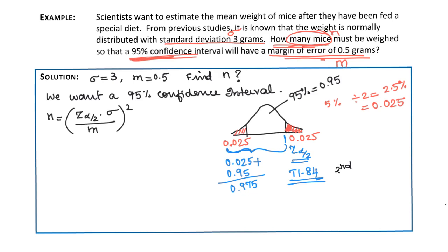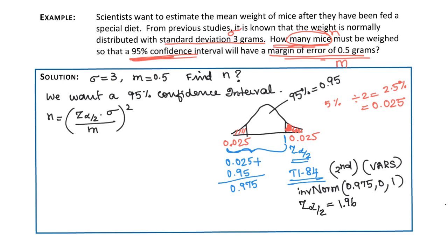So in the calculator, enter second VARS and select the option invNorm, and enter 0.975, mu 0 and sigma 1. Then if you round that answer to 2 decimal places, you will get the critical value z alpha over 2 equal to 1.96, and use that value to calculate n.